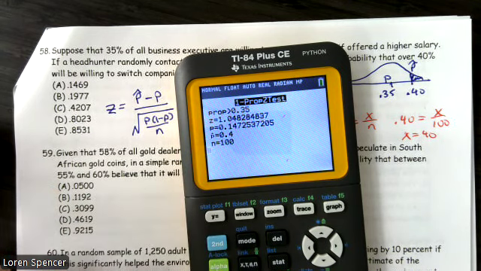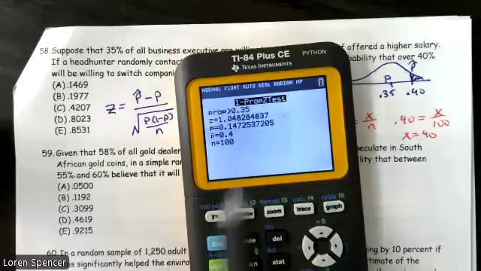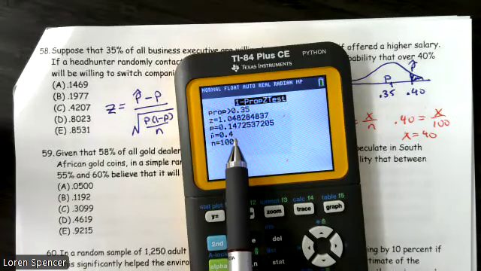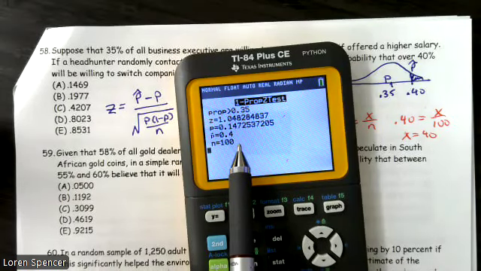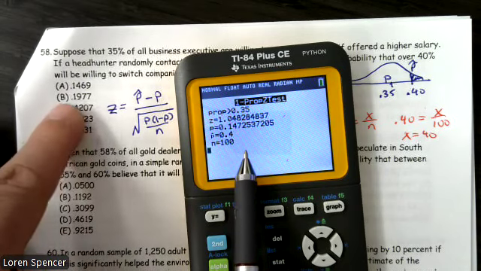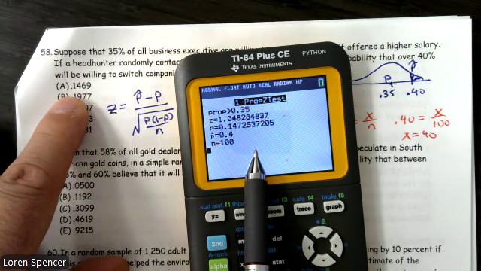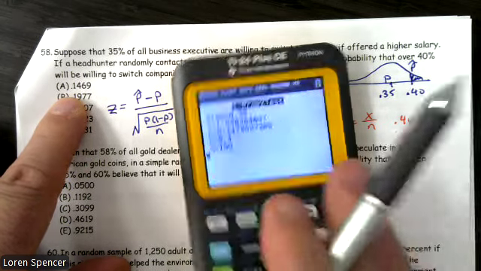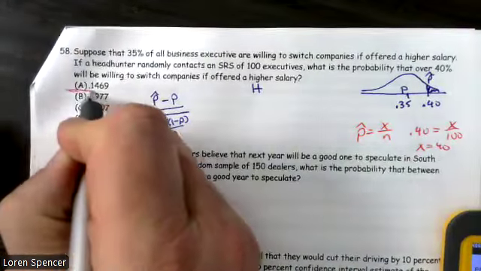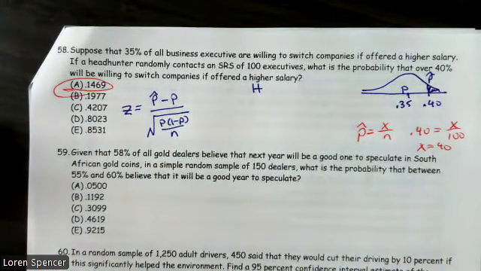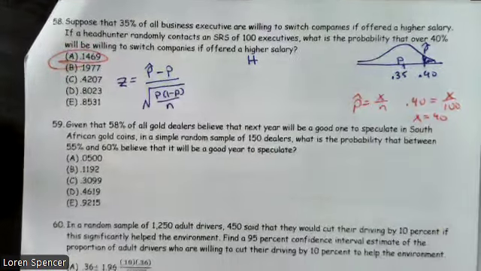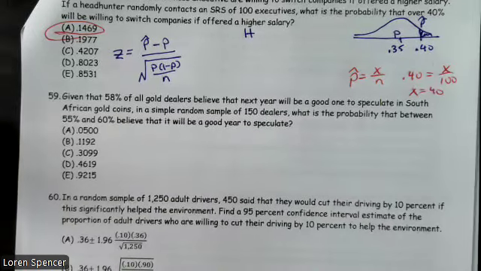So I end up getting a p-value of about 0.1472. All right. So 0.1472, I don't see that exact answer there, but for 58, the closest one is 1469. That's pretty close. So I'm going to go with that as my best answer. All right. So 58 being A. 59.